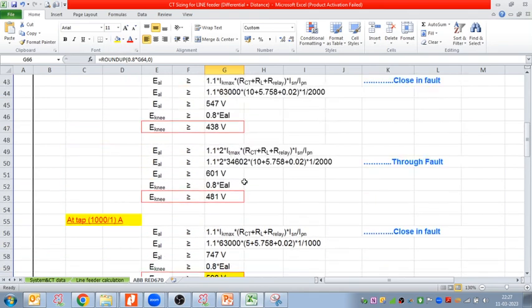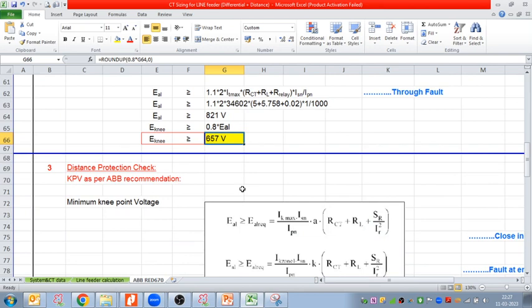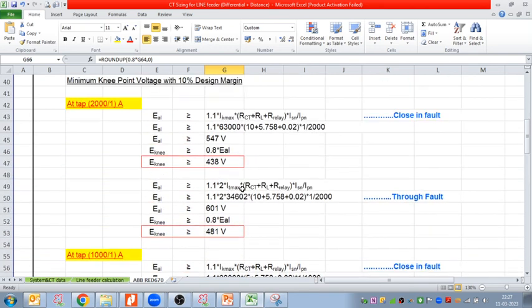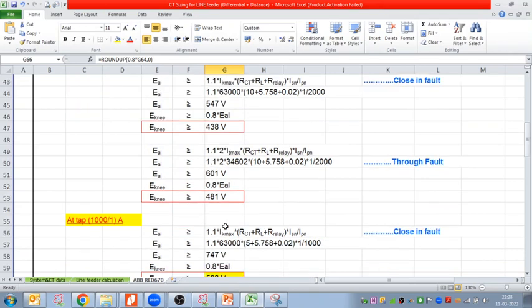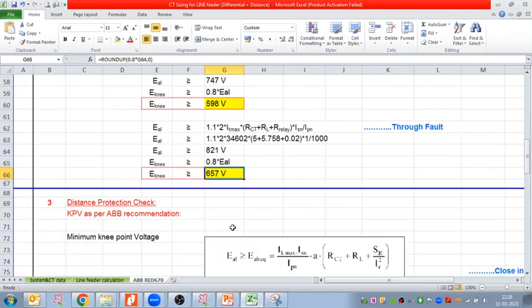So now out of 4 you take, and for the 2000 tapping, the maximum of 2, and for the 1000 tapping, the maximum of this 2, we can select the CT knee point voltage. Now, if we have only the differential protection, the calculation is done.